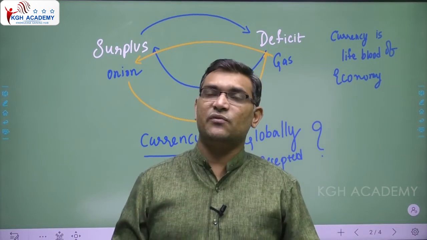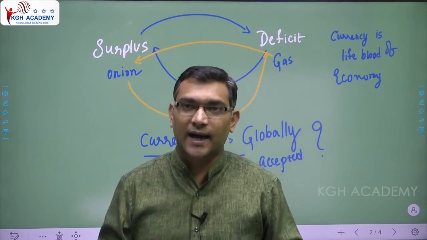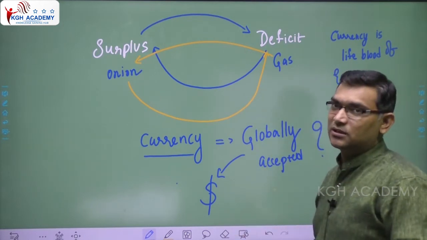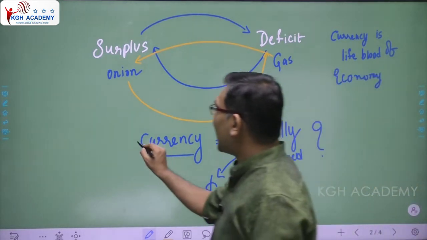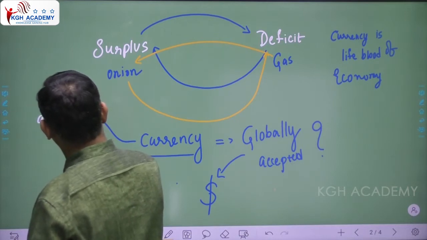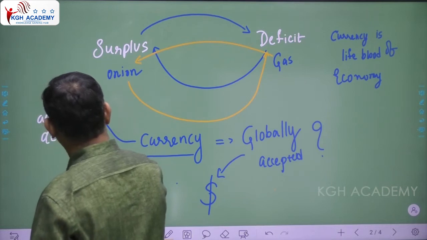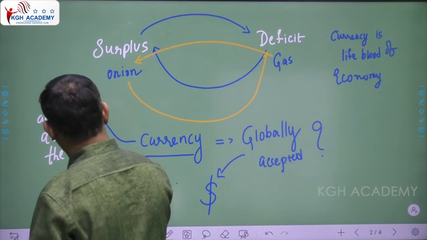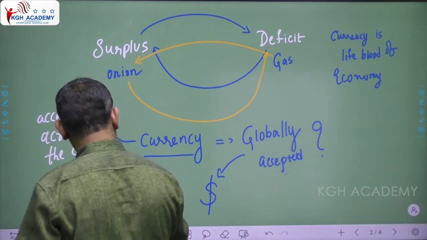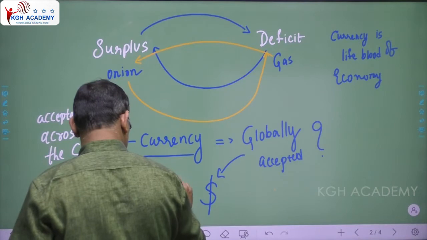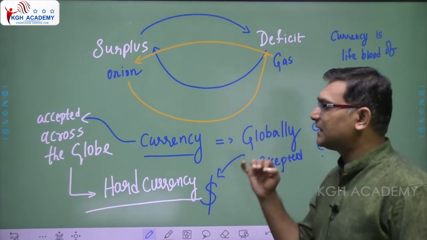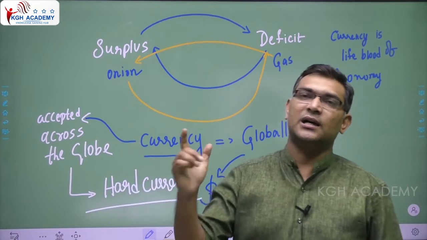So the currencies which are accepted across the borders, like you have Canadian dollars also, pounds, yen, etc. Dollars particularly. The currency which is accepted across the globe is called a hard currency. What is this called? Hard currency. Am I clear? The currencies which are accepted at the global level are called hard currencies.